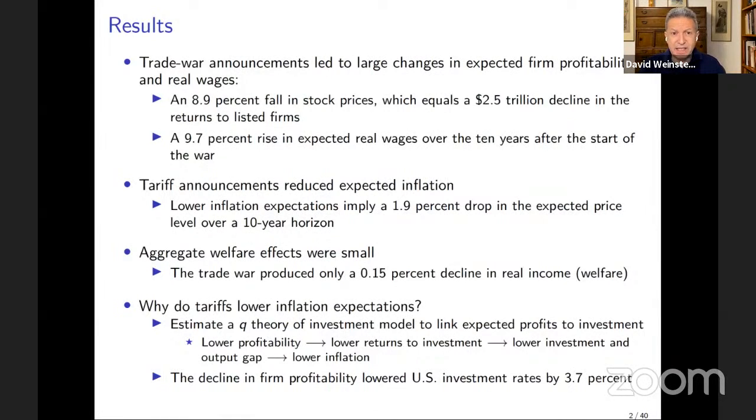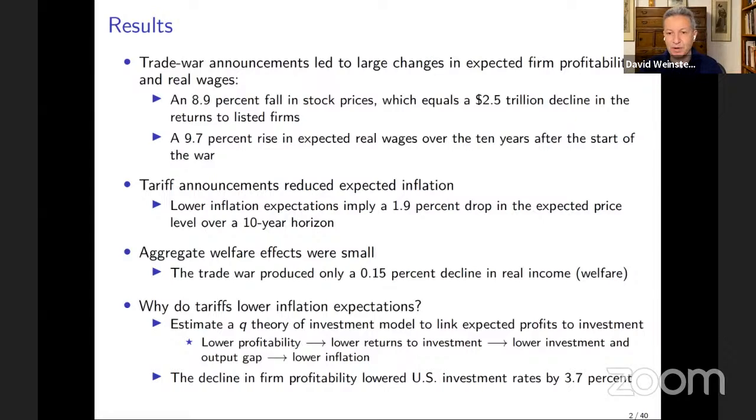And that's consistent with the fact that you're getting a big drop in the returns to firms and a big rise in real wages. But you may wonder, well, why is it that tariffs lower inflation expectations? We'll present some evidence that, seen through the lens of a Q theory of investment model, it probably lowered the output gap. And here the links are: lower firm profitability implies that there's lower returns to investment. But if you have lower returns to investment, you end up in a Q model with lower investment.